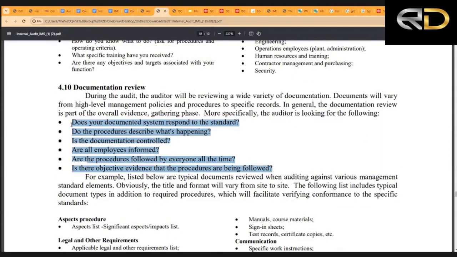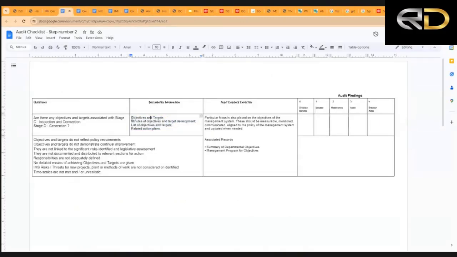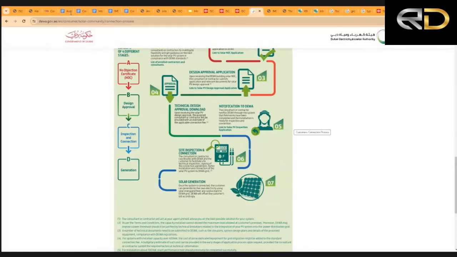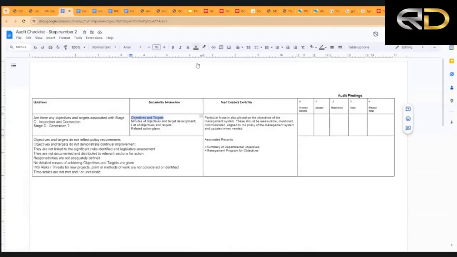Okay, so let's say I see that in the first document, this is not available. Which means when I looked at the objectives and targets, I realized that some employees are uninformed, the procedures are not followed by everyone, or there's no objective evidence that these procedures are being followed. So I'm going to come back here and simply highlight it as red. I'm going to explain this to my other auditors when we have an auditor meeting.